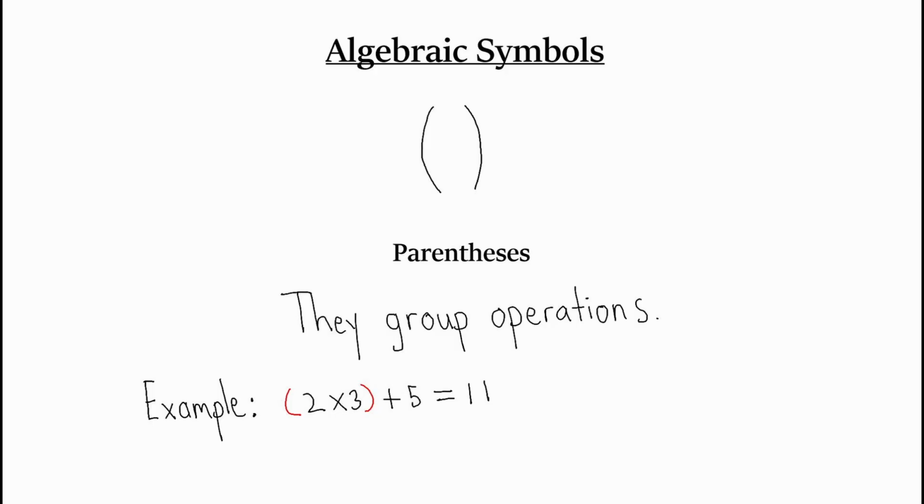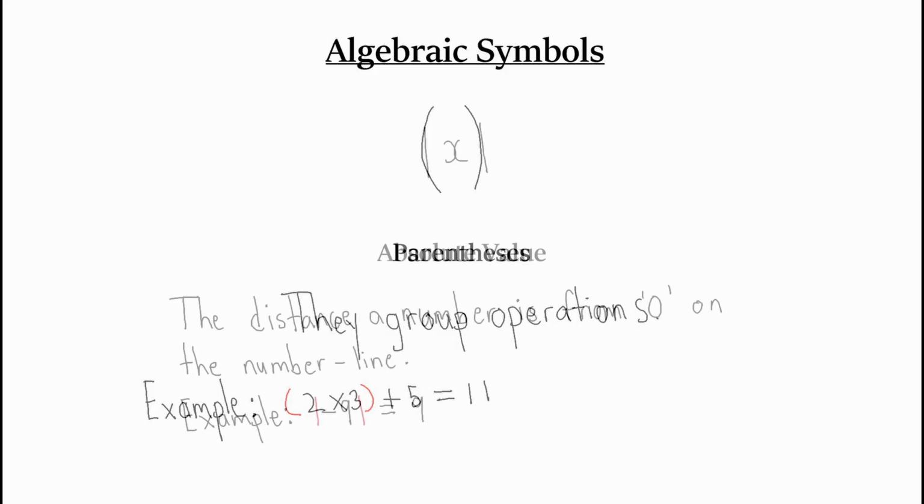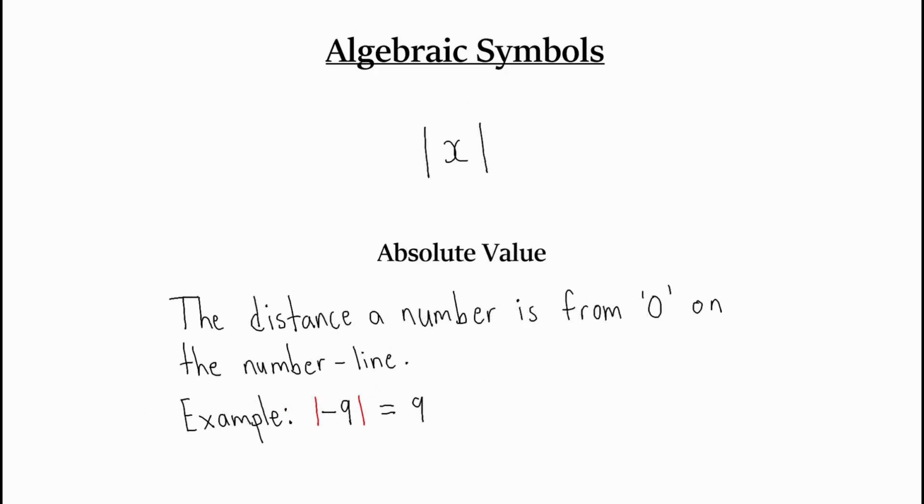Parentheses. They categorize operations. Whatever is within the parentheses is always solved first. Example, open parentheses 2 times 3, closed parentheses, plus 5 equals 11. Absolute value or modulus of. This is the distance from 0 on the number line. For example, the modulus of -9 is 9. This is because -9 is 9 units away from 0 on the number line.